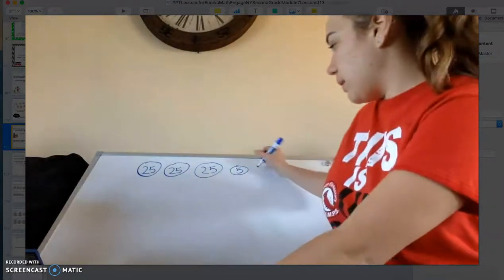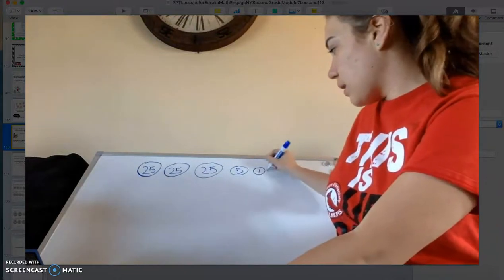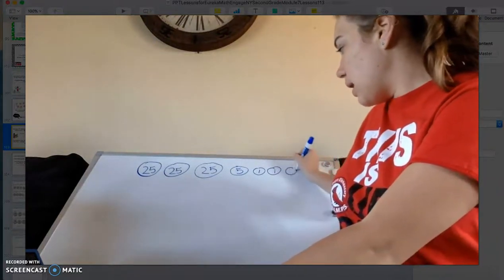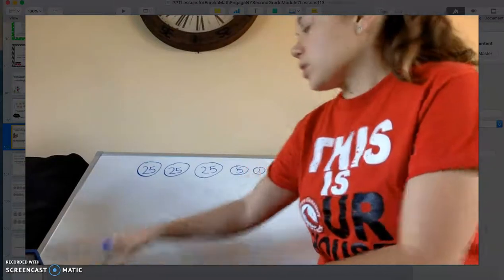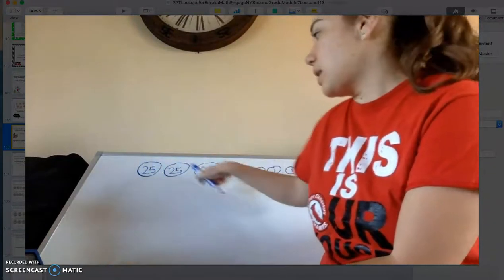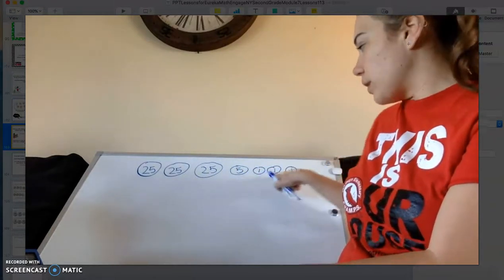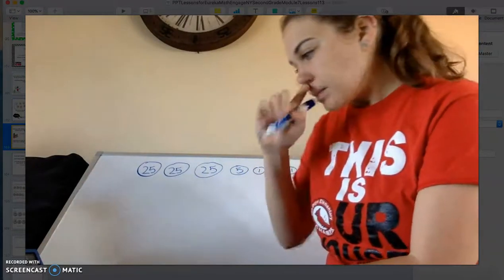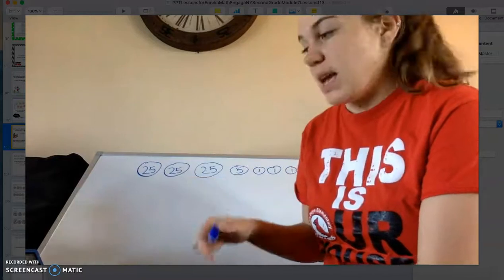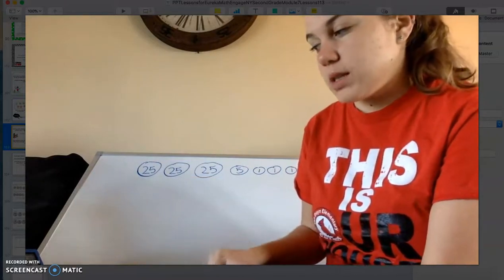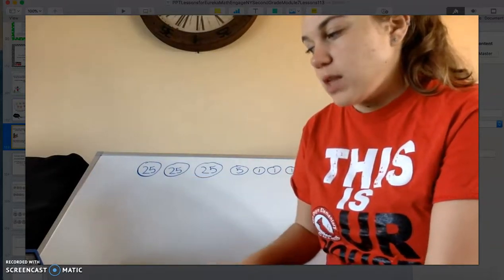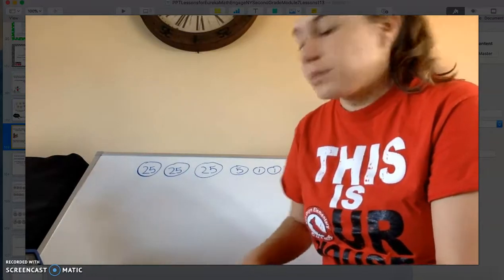So we're at 80, 81, 82, 83. So the cashier could get 3 quarters, 1 nickel, and 3 pennies. But now it says pretend the cashier ran out of quarters. Draw Tony's change in another way without using quarters.